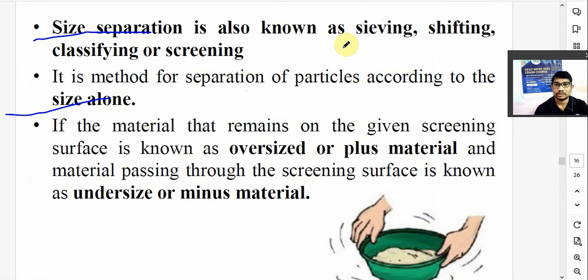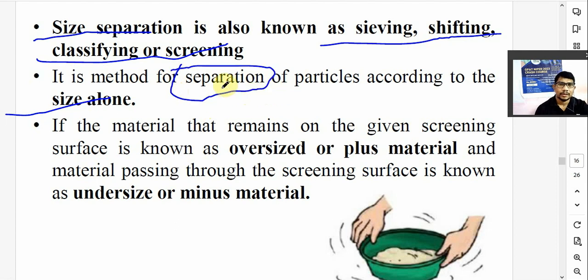Size separation is also known as sieving, shifting, classifying, or screening. All these are the synonyms for size separation. Remember, it is a separation method. There are different separation methods. One of the separation methods is size separation. Another separation method is filtration. Drying and evaporation are also separation methods. Crystallization is also a separation method.